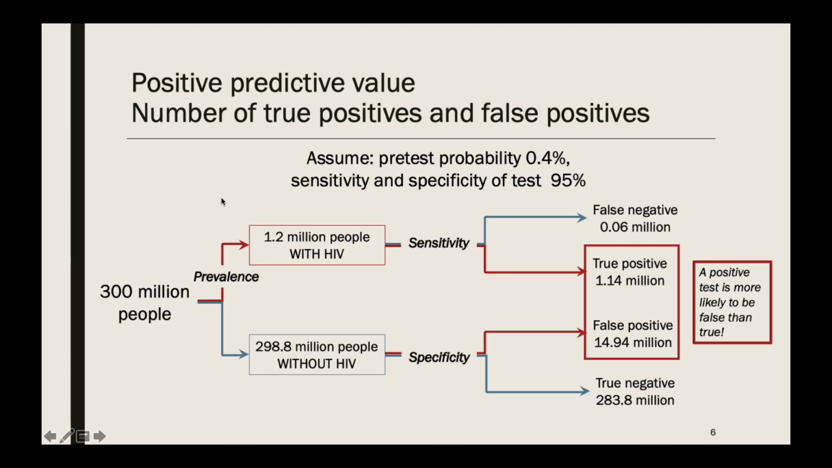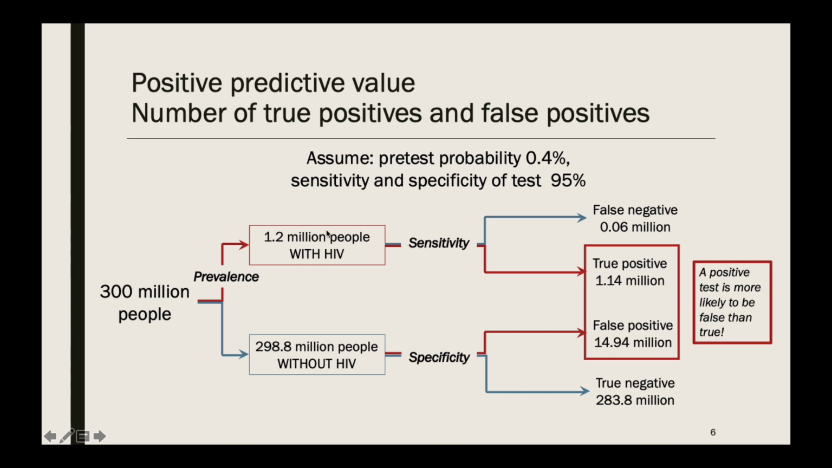Now let's take another look, a sort of schematic look at positive predictive value, and it gives us a little idea of magnitude. We have 300 million people, and the prevalence tells us that 0.4% of those 300 million people actually have HIV. That's 1.2 million people. On the other hand, 298.8 million people don't have HIV. So we get these numbers by looking at the prevalence.